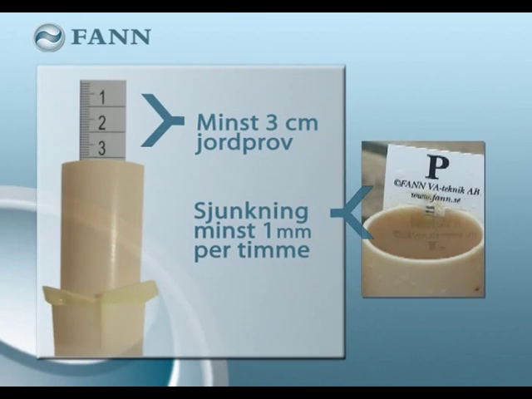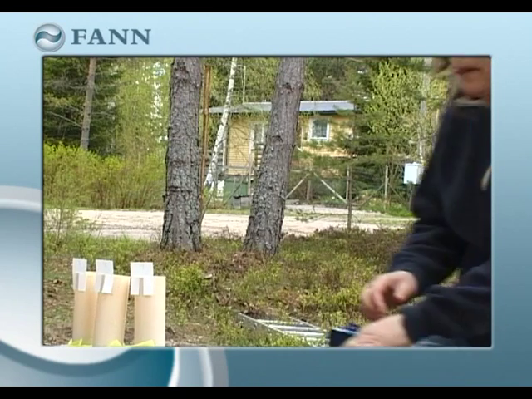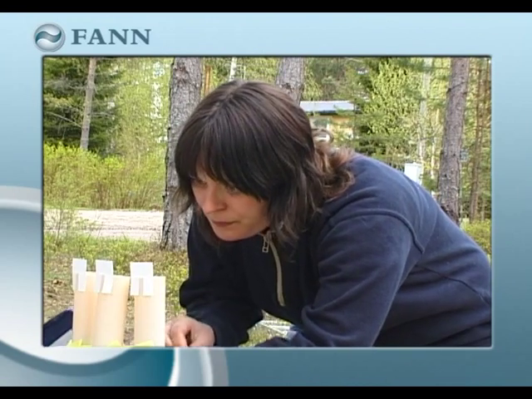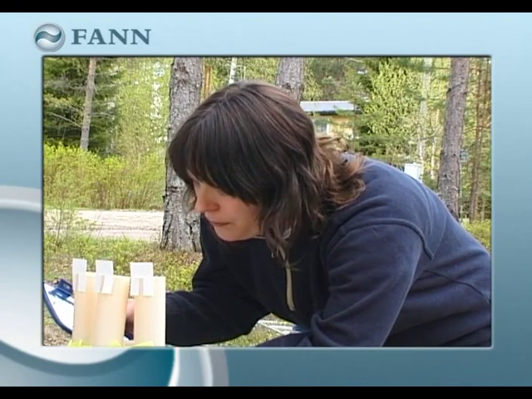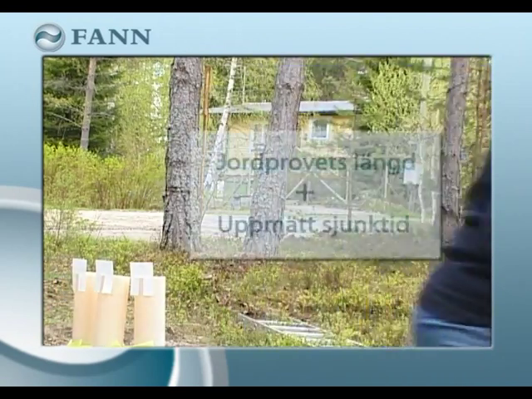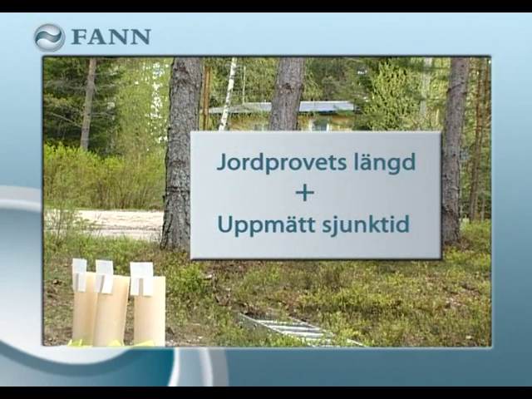For infiltration to be possible, the water must drain at a rate of at least 1 millimeter per hour in a soil sample that is at least 3 centimeters deep. At the end of the test, you should have 2 values you can use in the graph: the depth of the soil sample and the drainage time.